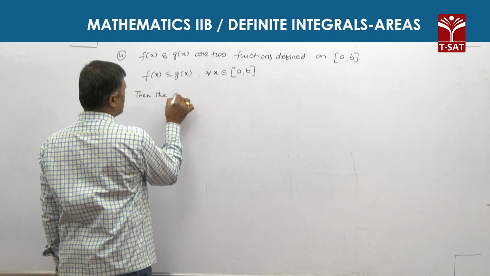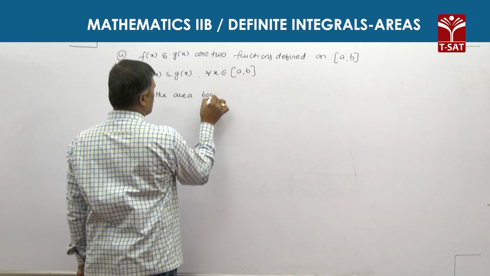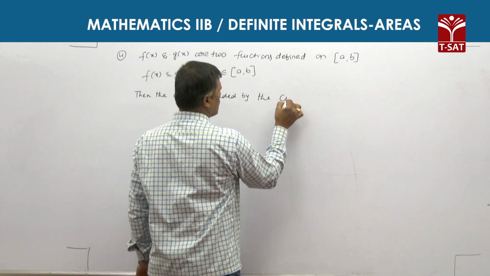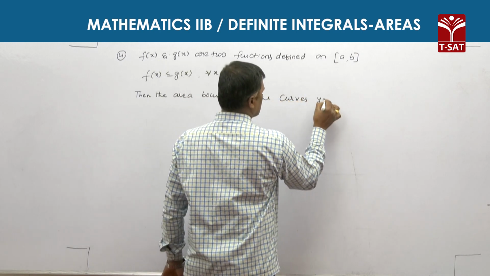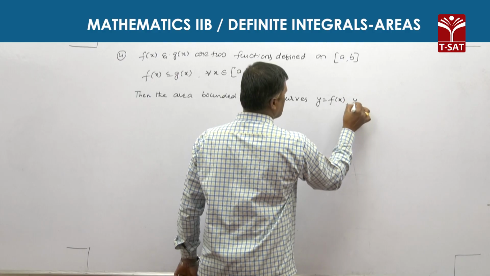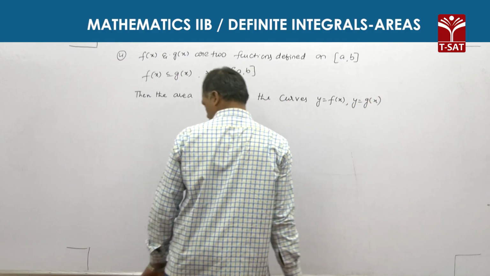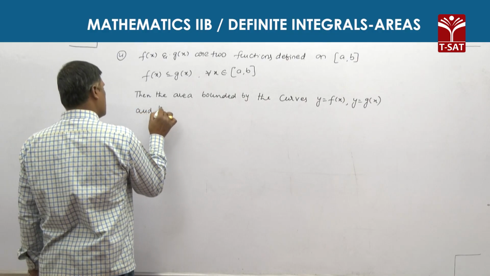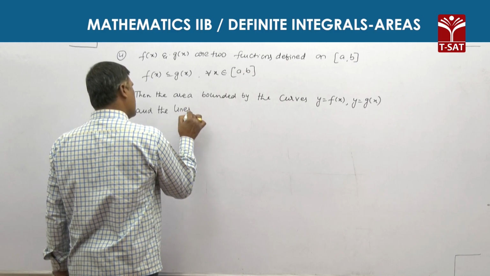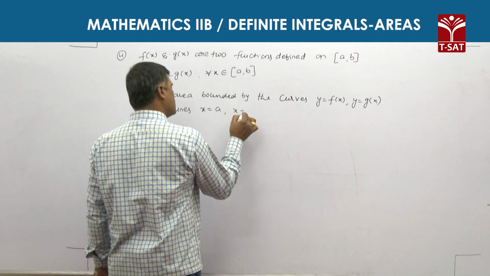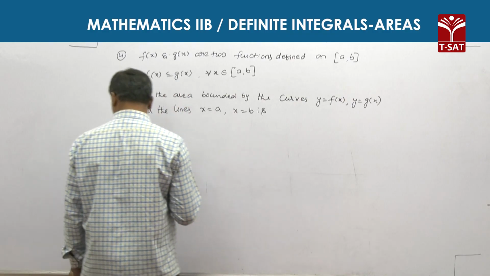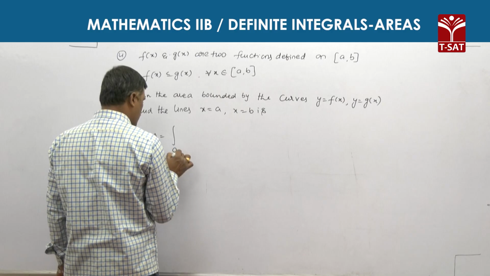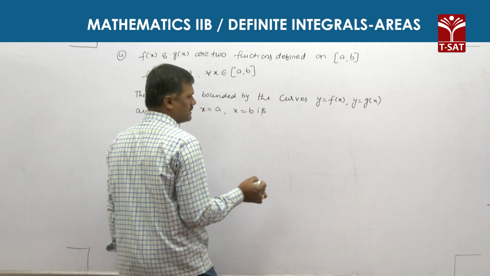the area bounded by the curves y = f(x), y = g(x) and the lines x = a, x = b is the integral from a to b. See this figure.